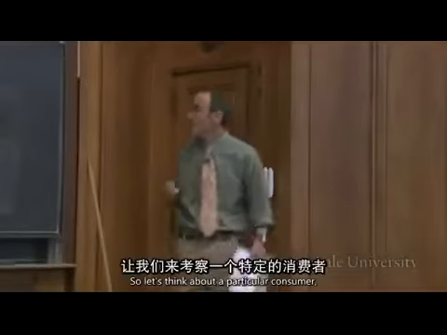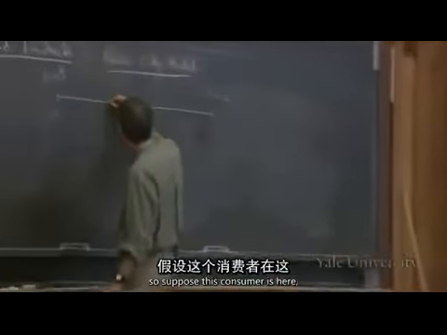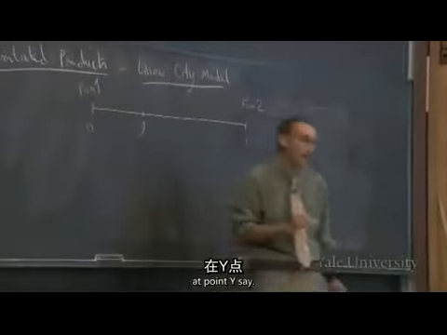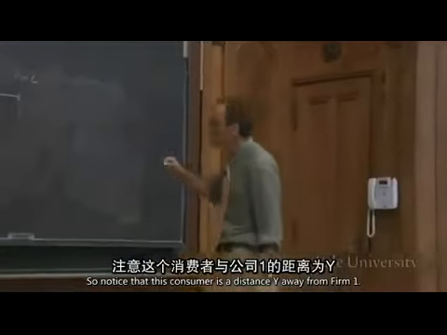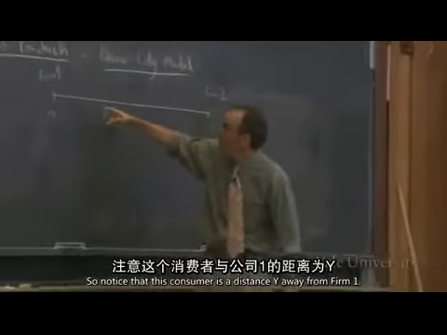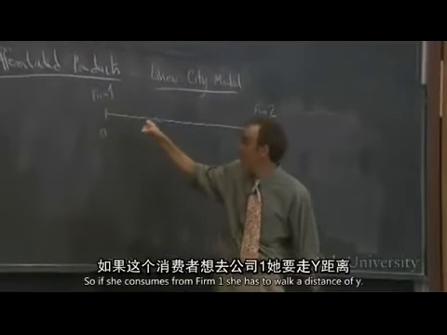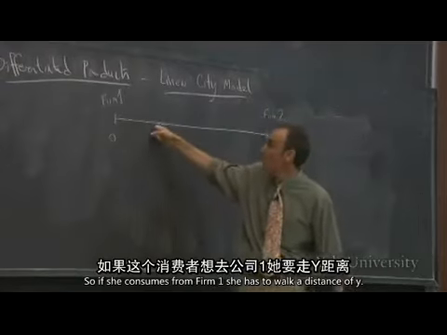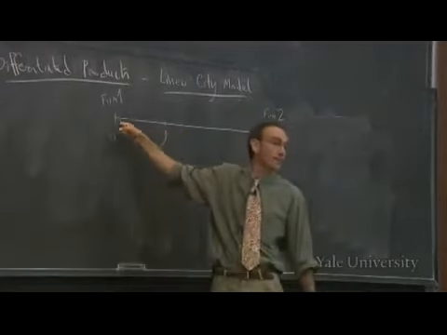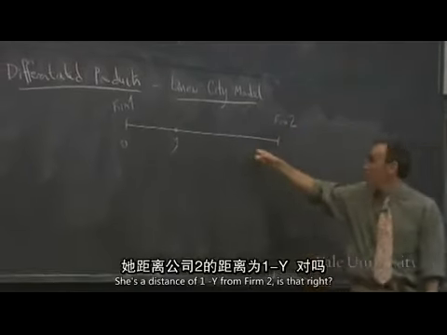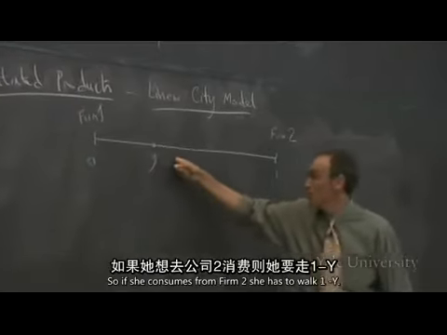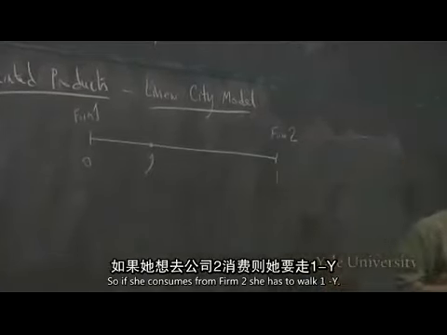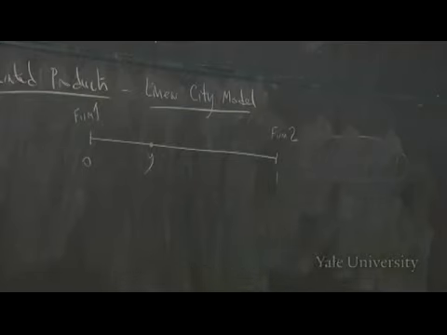So let's think about a particular consumer. Suppose this consumer is here, point y, say. Notice that this consumer is a distance y away from firm 1. So if she consumes from firm 1, she has to walk a distance of y. And she's a distance of 1 minus y from firm 2. So if she consumes from firm 2, she has to walk 1 minus y. That's going to turn out to be key in our model, as we'll see in a second.